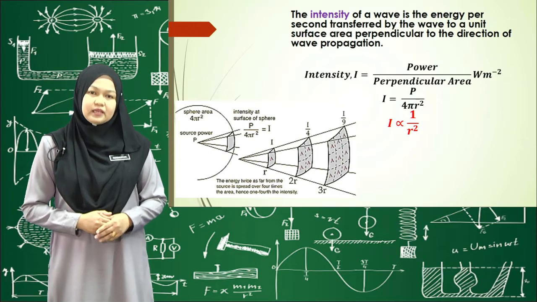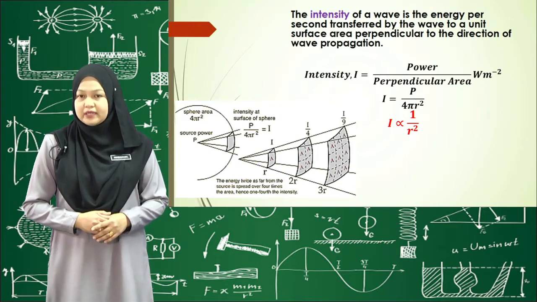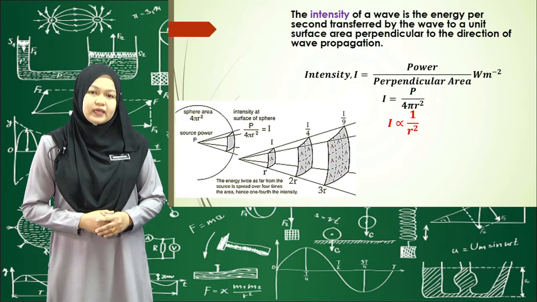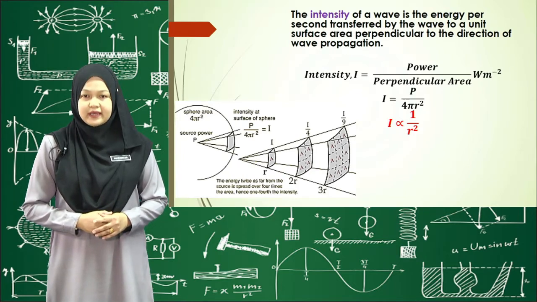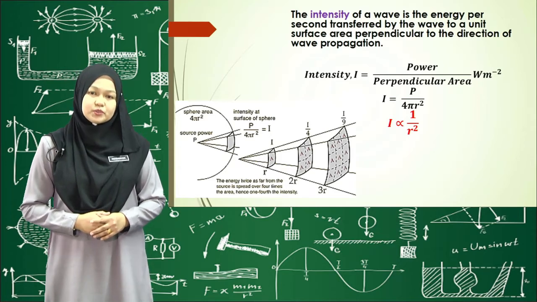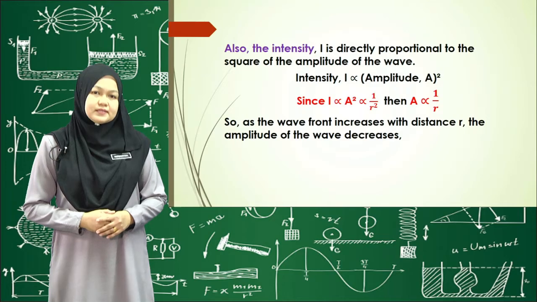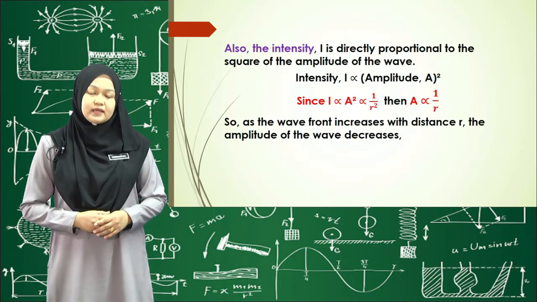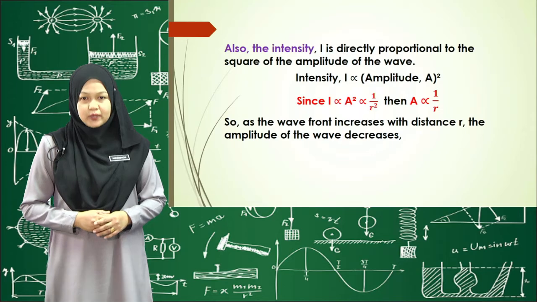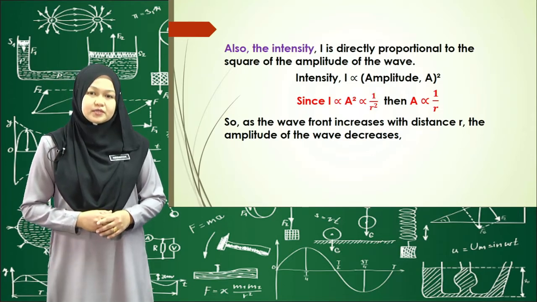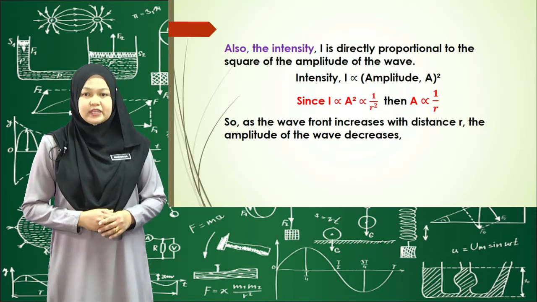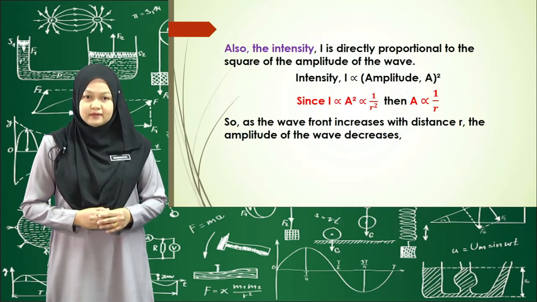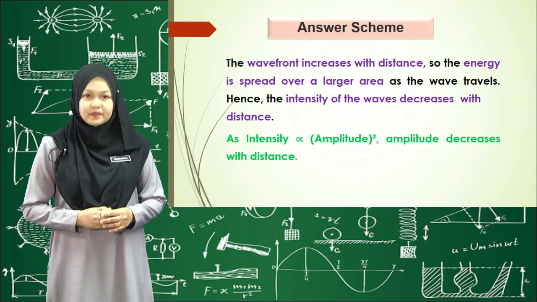Then, the formula for intensity is given as power over perpendicular area, and the unit for intensity is watt per meter square. From the formula, we can relate the intensity with the radius of area, as intensity is inversely proportional to r square. Also, intensity is directly proportional to the square of the amplitude of the wave. Since intensity is directly proportional to A square and inversely proportional to r square, then amplitude is inversely proportional to r. So, as the wave front increases with distance r, the amplitude of the wave decreases.